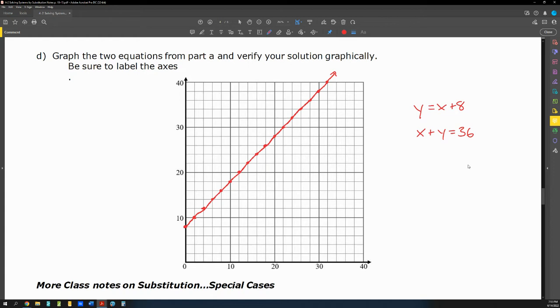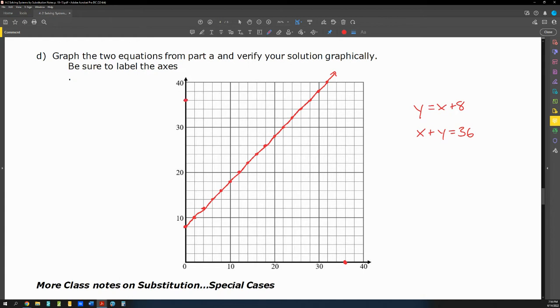And next we have x plus y equals 36. So this is in standard form. I can solve for the x and y intercepts by plugging in 0 for y and for x respectively. To find the x-intercept, I plug in 0 for y. That gives me an x-intercept of 36. I get a y-intercept by plugging in 0 for x, and that gives me a y-intercept of 36 as well.